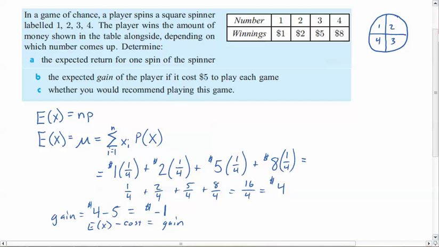All right, so I hope that was helpful, using the sum to find the expected value or the average. You'll probably see a couple more problems like this in the future.